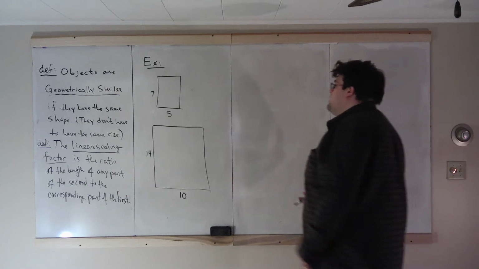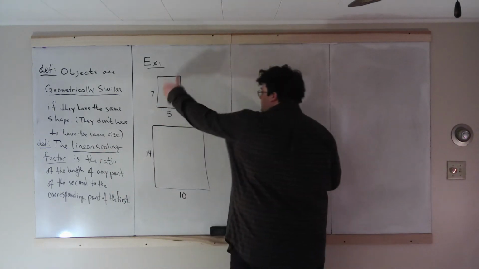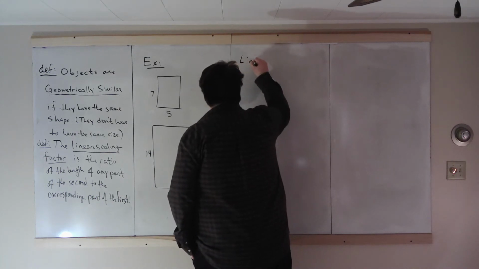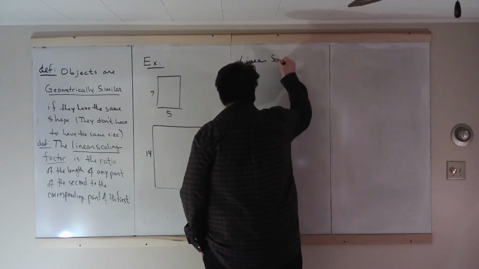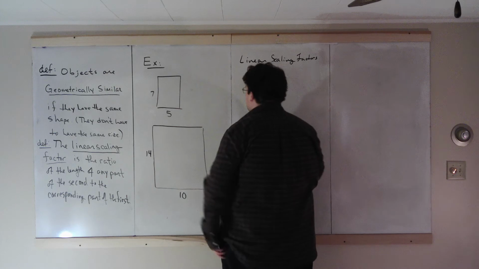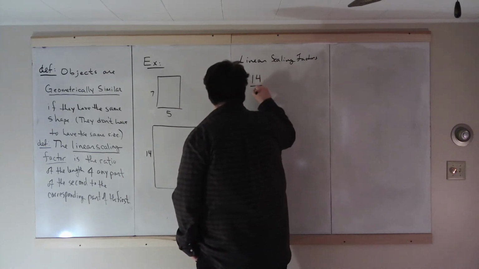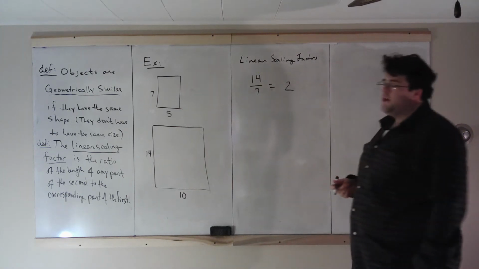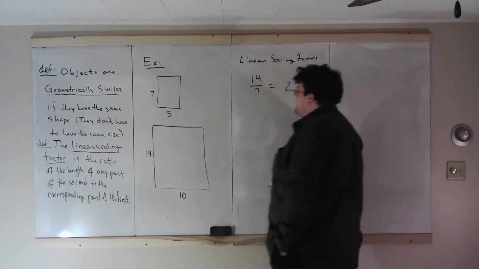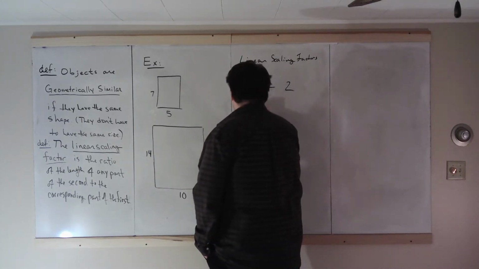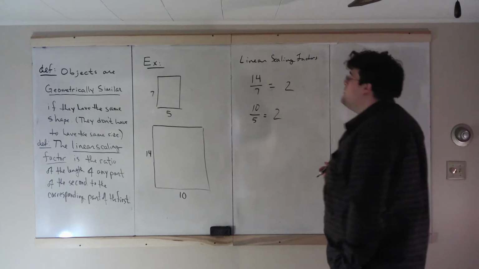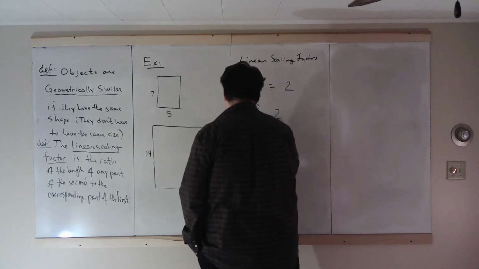So are these geometrically similar? Well, to determine that, we'll check the linear scaling factor. Let's pick this first vertical side first. What is it for the first side? 14 over 7, which equals 2. So if we get 2 for the other side, then these are geometrically similar. For the second side, we have 10 over 5, which does equal 2. Since these are the same, these objects are geometrically similar.